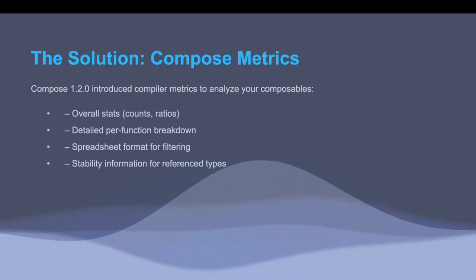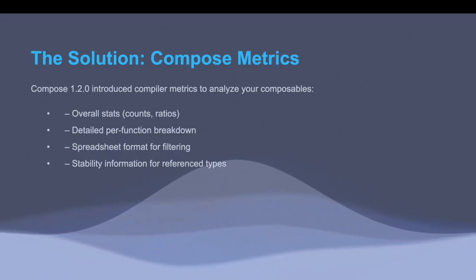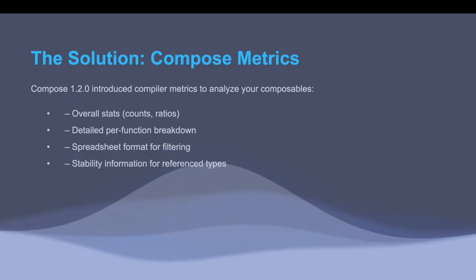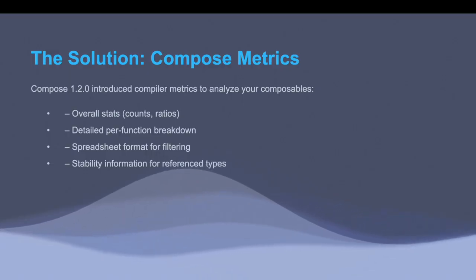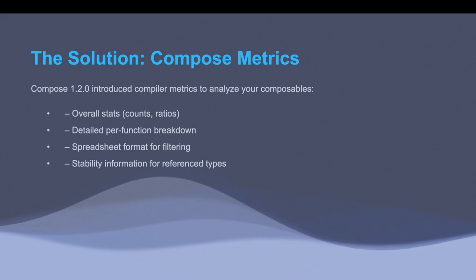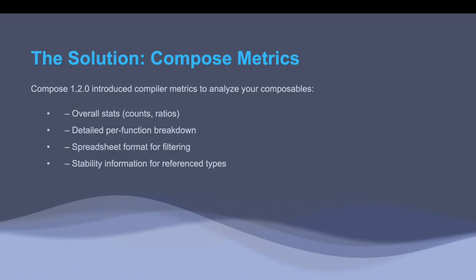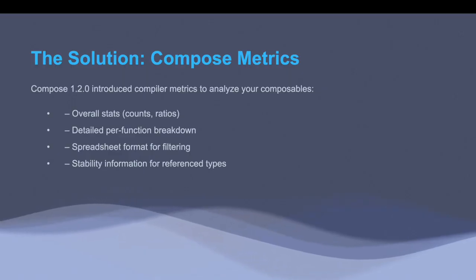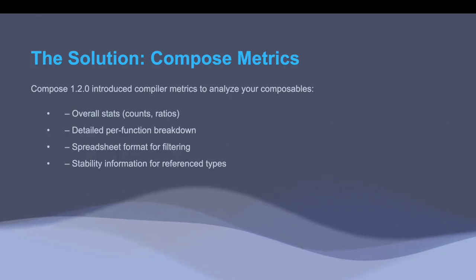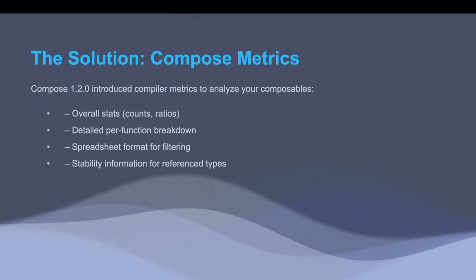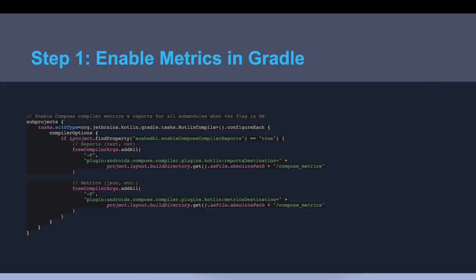So what all the things does it tell? It tells overall stats. What's the count of composables? As I mentioned, there are two terms, restartable and skippable. What's the ratio? And it gives a detailed breakdown of all the things we need to optimize and why something is getting recomposed more than the time that we need. Along with that, it provides some CSV file, maybe a spreadsheet we can import in Excel or somewhere to analyze the behavior, what things need to be optimized, like that.